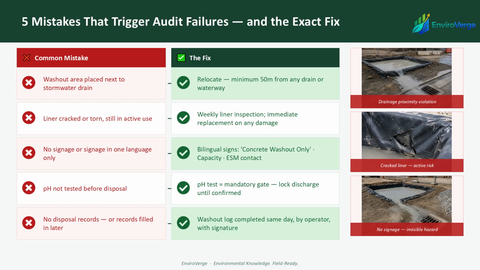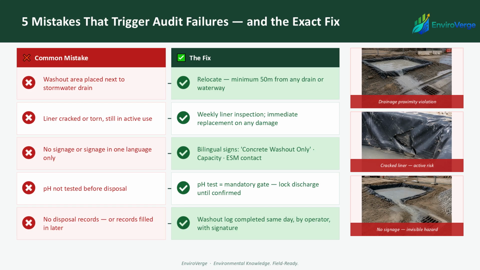Mistake 2. The HDPE liner cracked, torn, or punctured, and the pit still in active use. A compromised liner is a failed containment system, regardless of how small the damage appears. The fix? Weekly liner inspections on a signed formal checklist. Any damage? The pit is immediately out of service until the liner section is fully repaired or replaced.